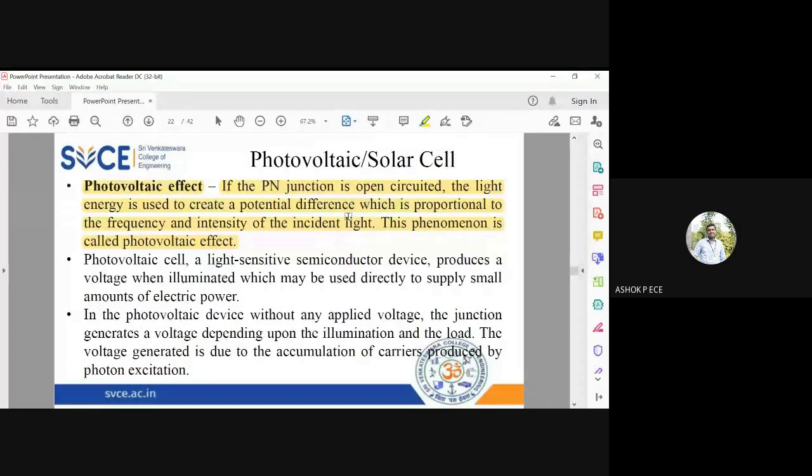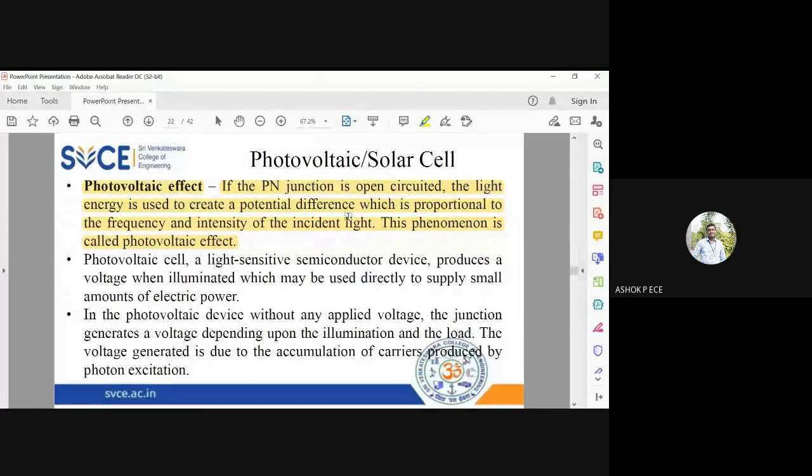So this effect is called as photovoltaic effect, and this effect is actually used in all your solar panels. So solar panels generate electricity from sunlight, right? So without any external power supply to your solar panels, when light is going to fall on those solar panels, these solar panels generate voltage.